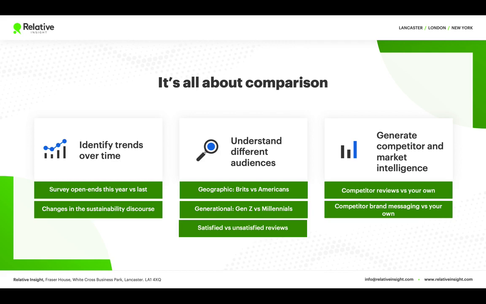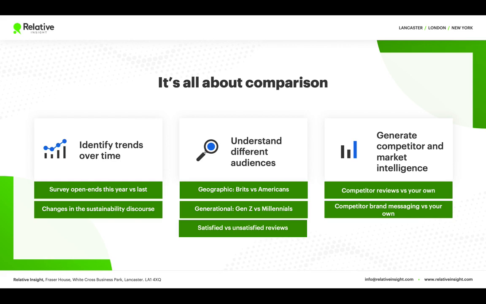Another example we'd see here would be around customer satisfaction, so segmenting 4 and 5 star reviews and comparing them against 1 and 2 star reviews to understand the unique drivers of positive and negative customer experiences. And with that feedback, being able to feed into your customer experience teams, your product development team, and much, much more. The third common type of comparison we see being done are competitor comparisons.